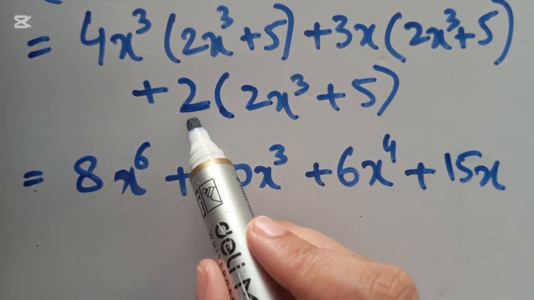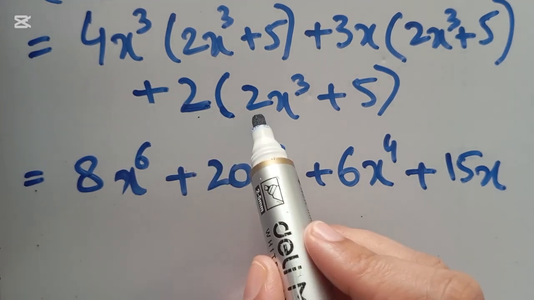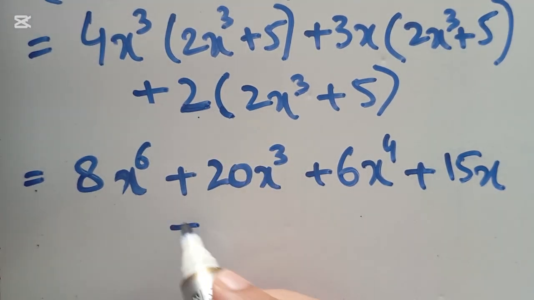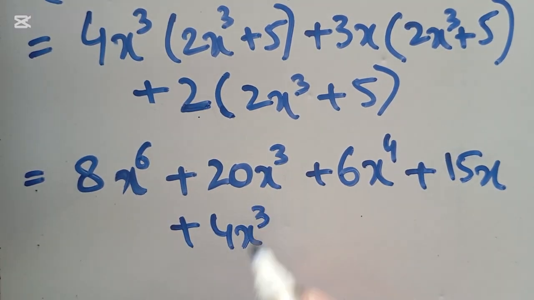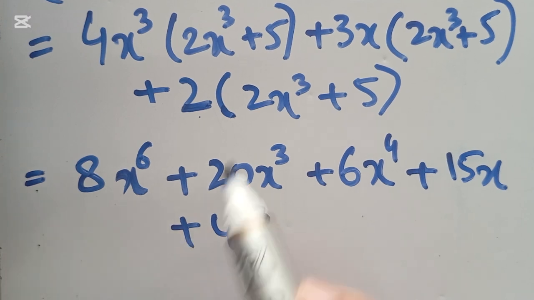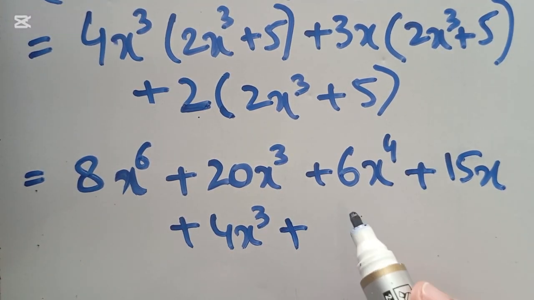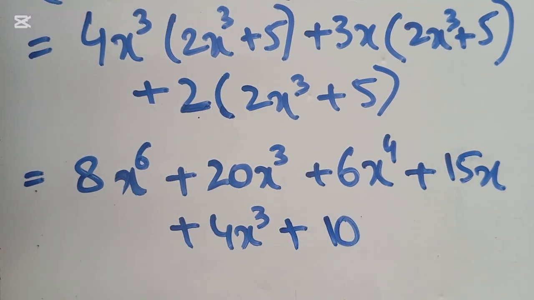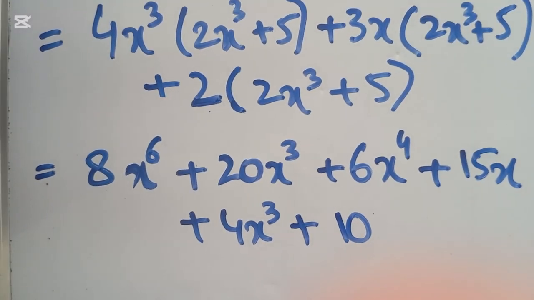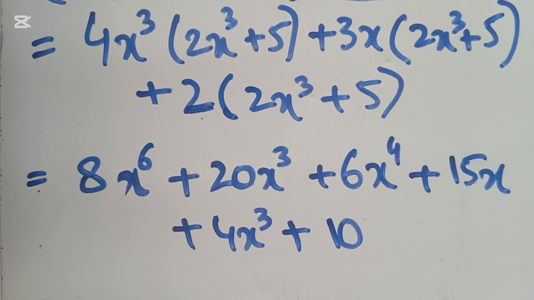Go to the next one. This 2 after multiplication with this 2 will give you 4, and x cubed will remain as it is. Then this 2 is going to be multiplied with 5, and this will give you 10. So the multiplication has been done. Now the addition process will start.